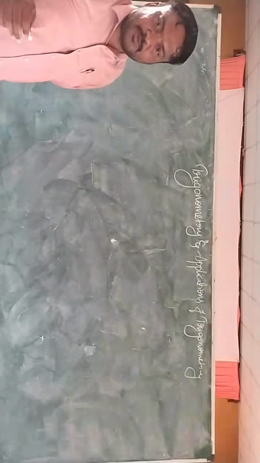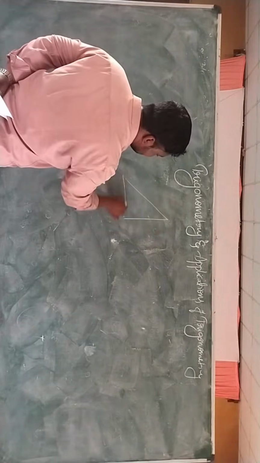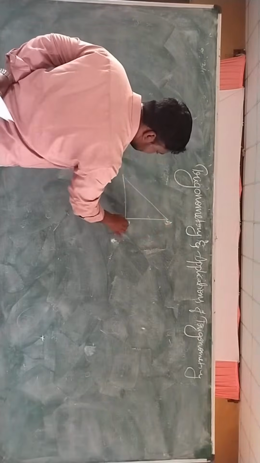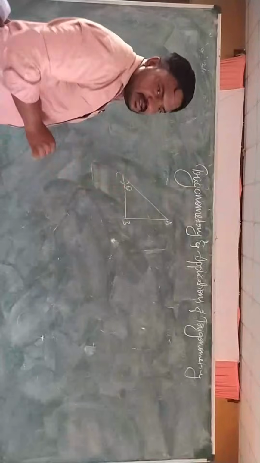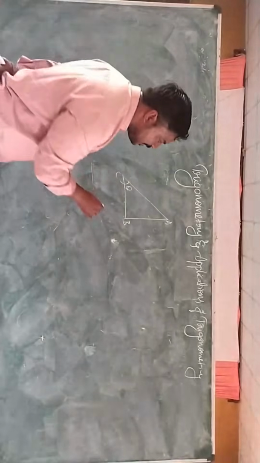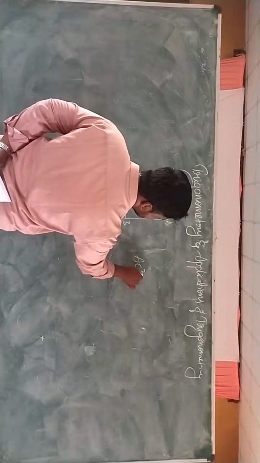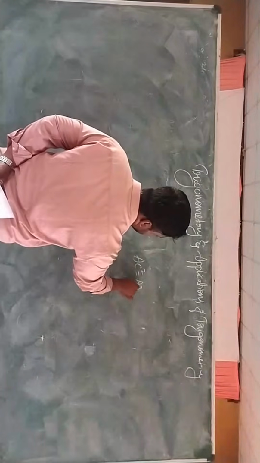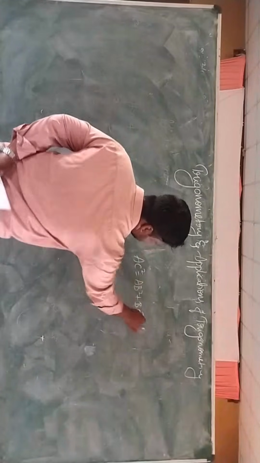You know Pythagoras theorem very well. Pythagoras theorem and right angle triangle. In any right angle triangle ABC, with angle theta here, the square of the hypotenuse is the sum of the squares of the other two sides. AC square is equal to AB square plus BC square.